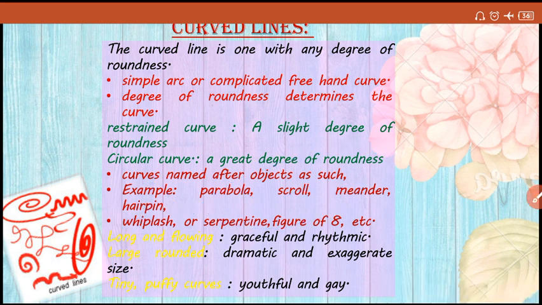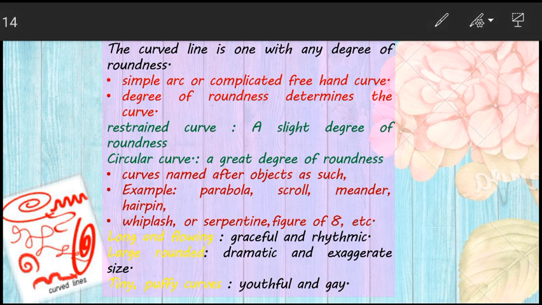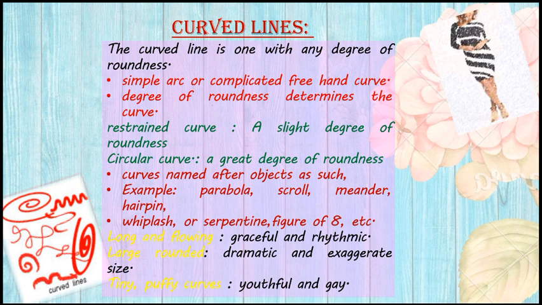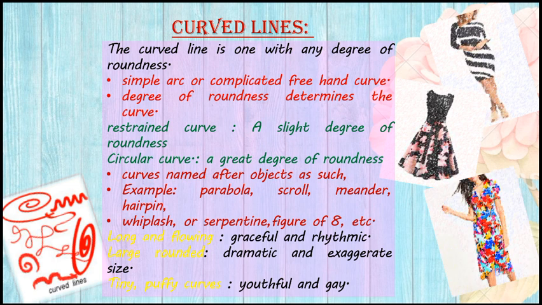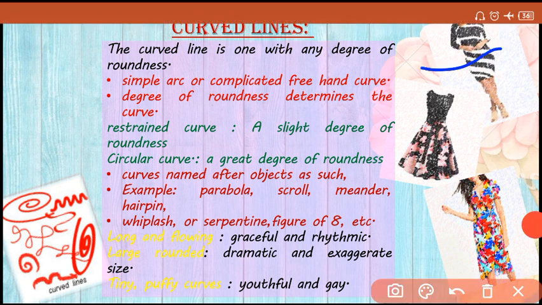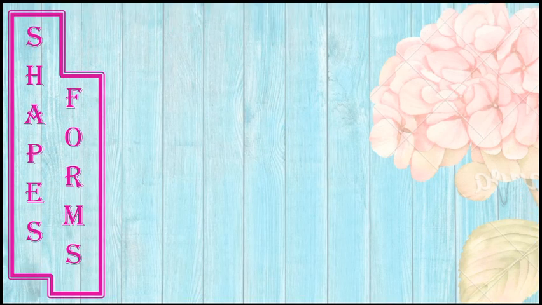The long and flowing curved lines give an impact of a graceful and rhythmic person. The large, rounded or dramatic and exaggerated curves, and the tiny puffy curves, they give a youthful and gay look. You can identify. तो long and flowy जो curves होते हैं, it gives a graceful and rhythmic impact, जैसा कि इसमें है. जो large curves, exaggerated look, and this is a very youthful and gay look.